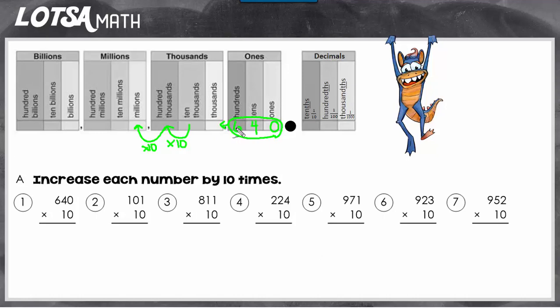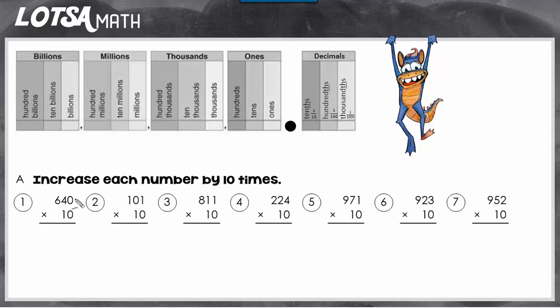So now instead of 6 being in the hundreds place, 6 is going to be in the thousands place. And now instead of 4 being in the tens place, 4 will be in the hundreds place. And instead of 0 being in the ones place, it would move into the tens place. That does leave a blank in one of our places, so we have to fill that blank in with a 0. So 640 times 10 is 6,400. Notice each digit just moved one place to the left.